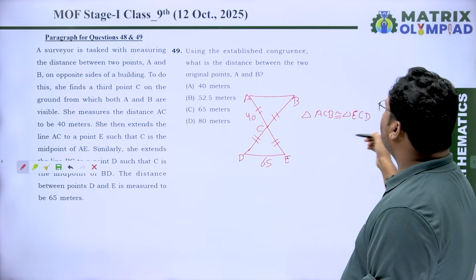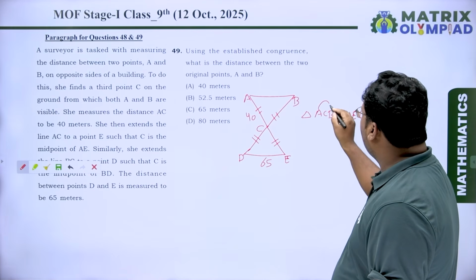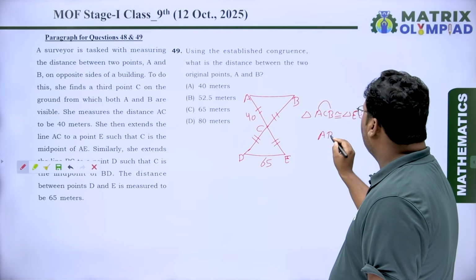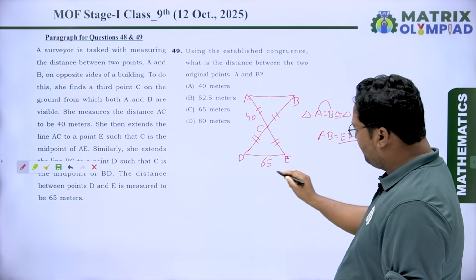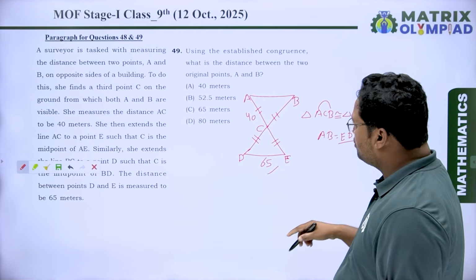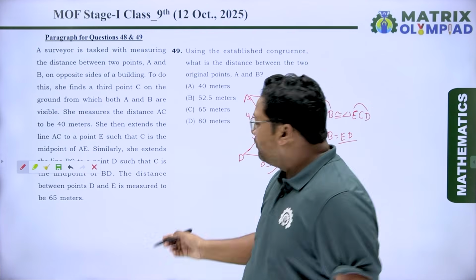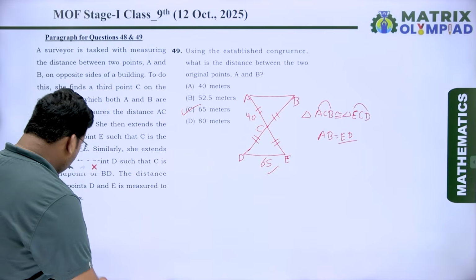So triangle ACB is congruent to triangle ECD. Here you can see the corresponding side of AB is side ED, and ED is given as 65 meters. So the distance between point A and B is also 65 meters, which is in option C. So option C will be the right answer. Now coming to the next question.